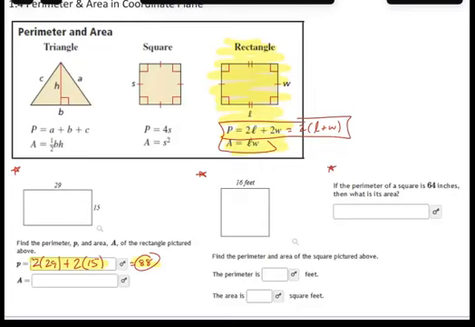Okay, area formula is going to be the length, 29, times the width, 15. So once again, if you just enter that calculation, you're good. If you do the calculation and enter the actual value, either of those are acceptable answers. Okay.